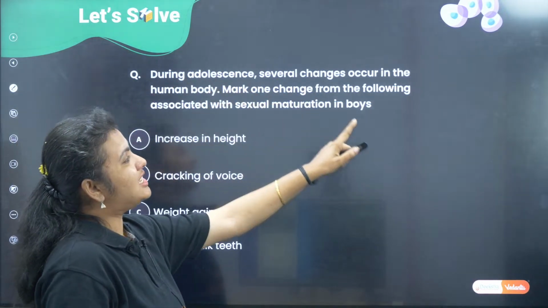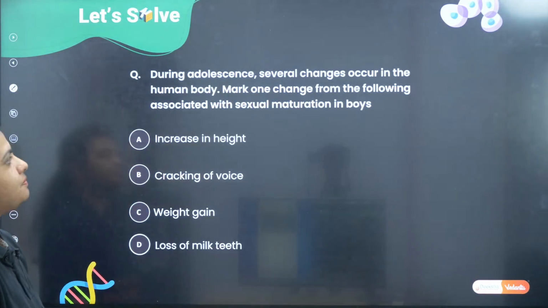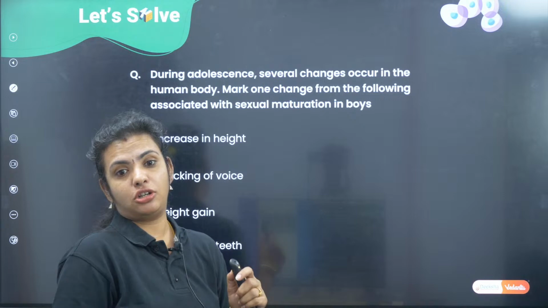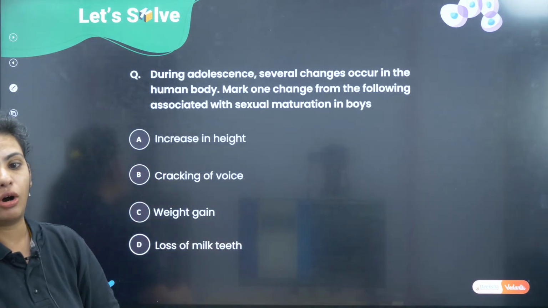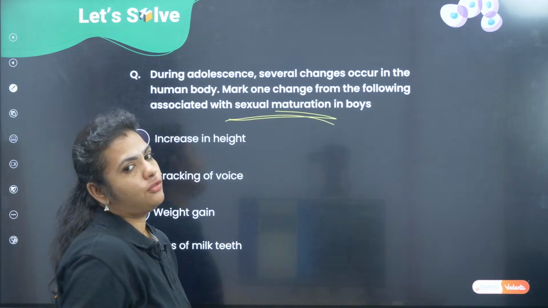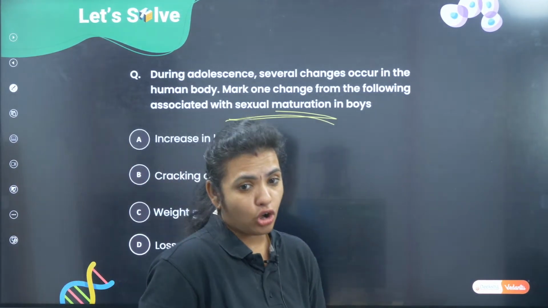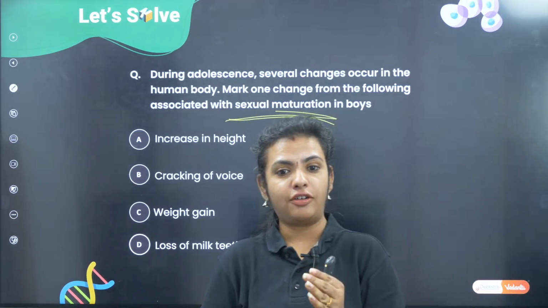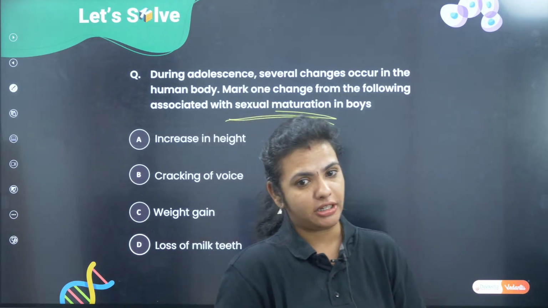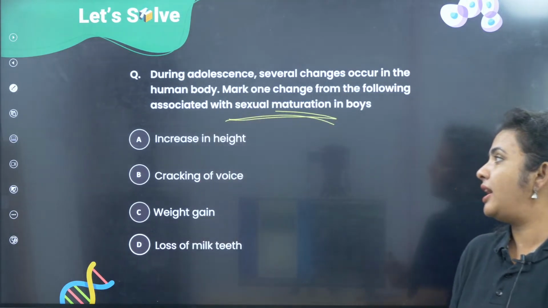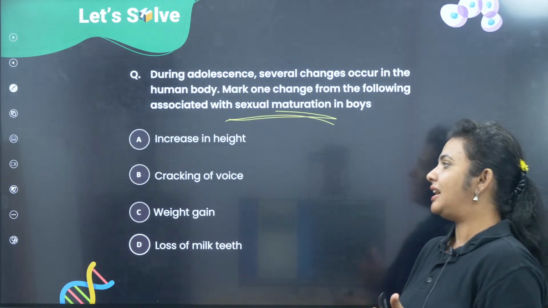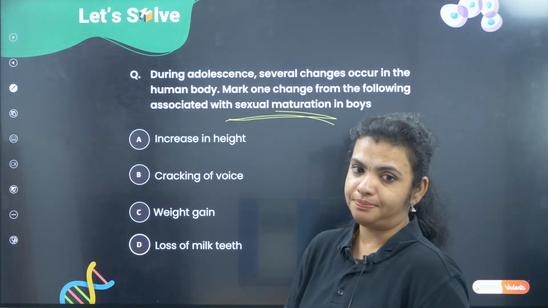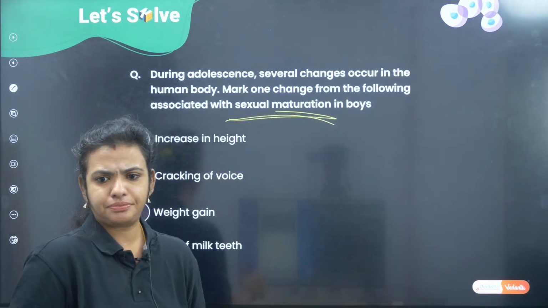During adolescence, several changes occur in the human body. Mark one change from the following associated with sexual maturation in boys. So, we are talking only about sexual maturation, children. Don't focus on any other things. Just focus on the secondary sexual characters happening in case of boys at the time of puberty. So, we have 4 options. Option A says increase in height, B says cracking of voice, C says weight gain, D says loss of milk teeth. Okay, it's quite a simple question.